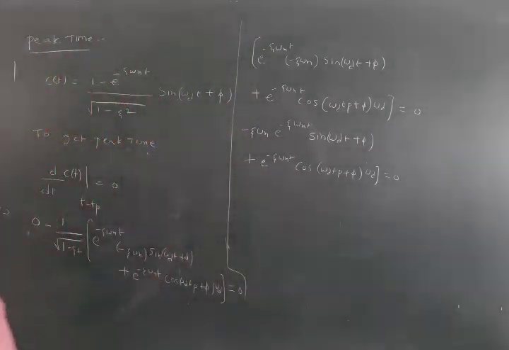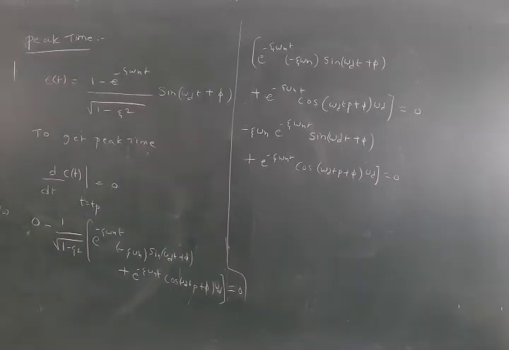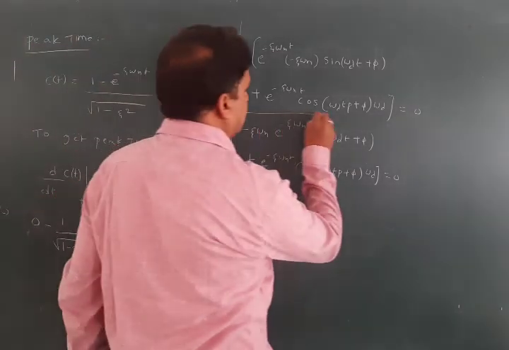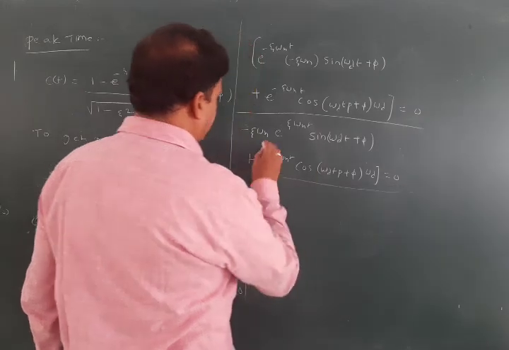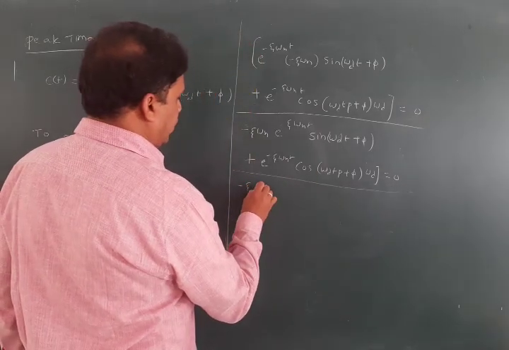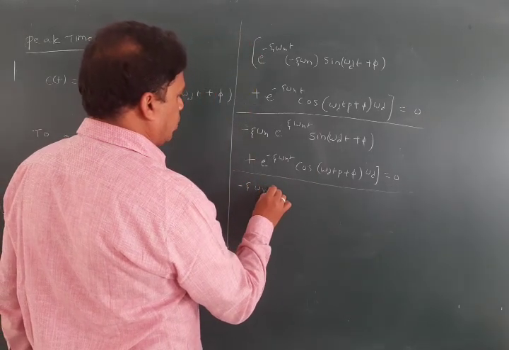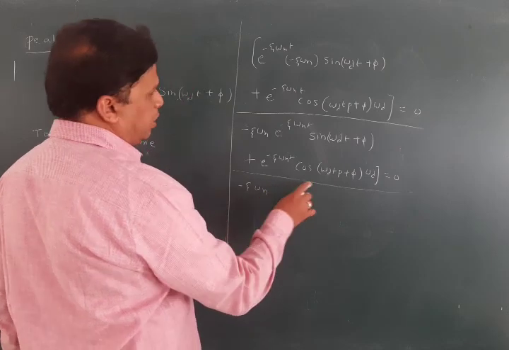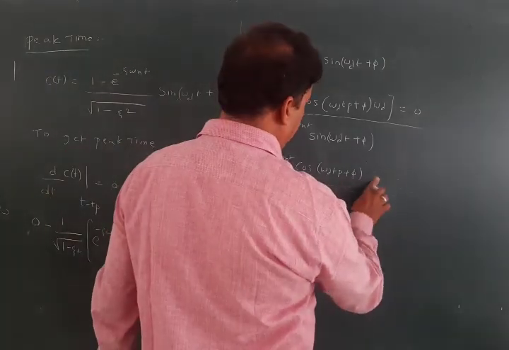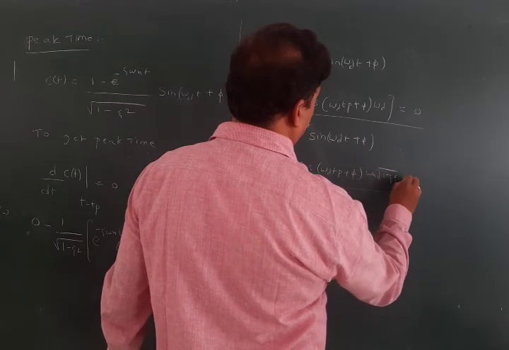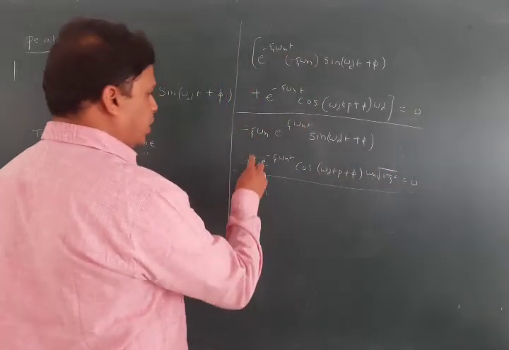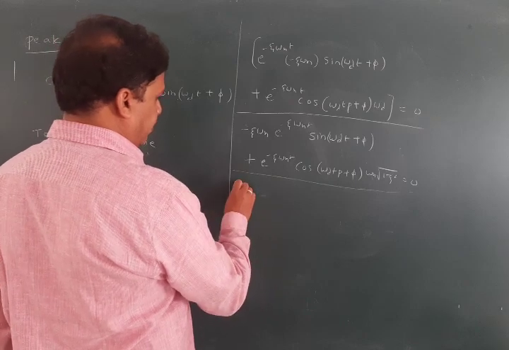Now we will see this, and here we can take out common omega_n. See, this equation is written: minus zeta omega_n into e^(-zeta omega_n t). In omega_d also we can write omega_d is nothing but omega_n into square root of 1 minus zeta square. So what you do here, you take out common omega_n.